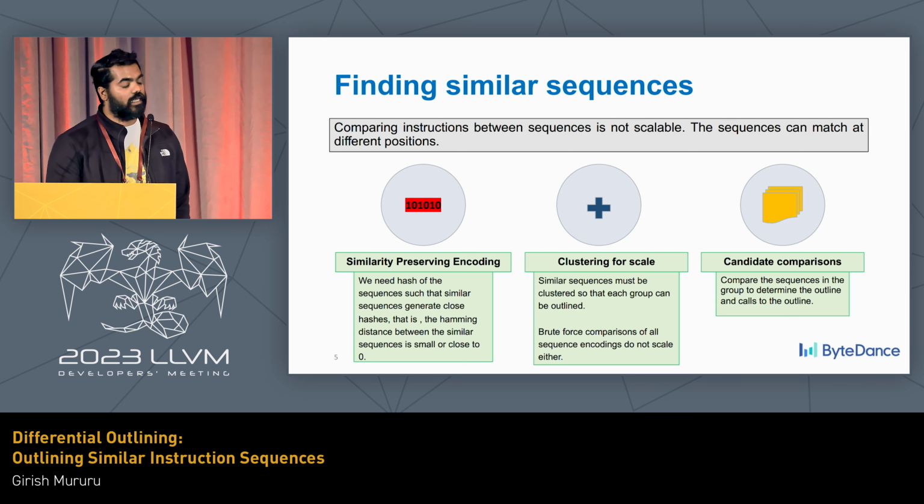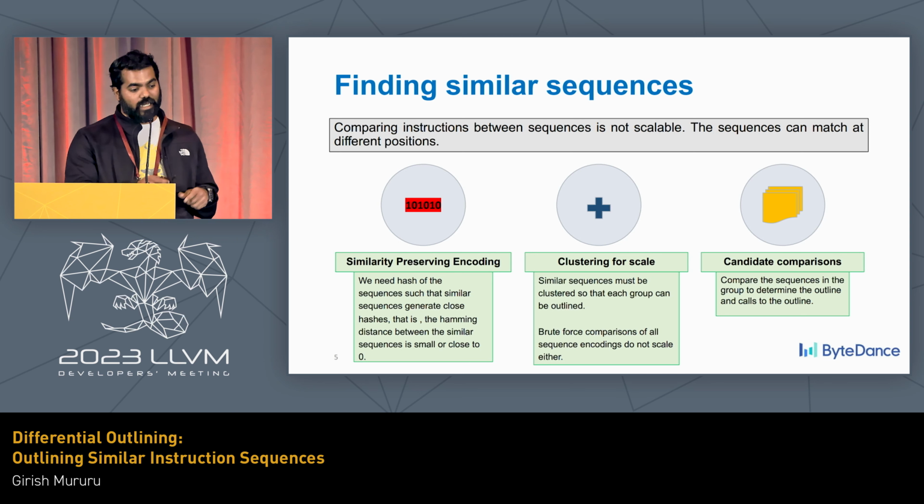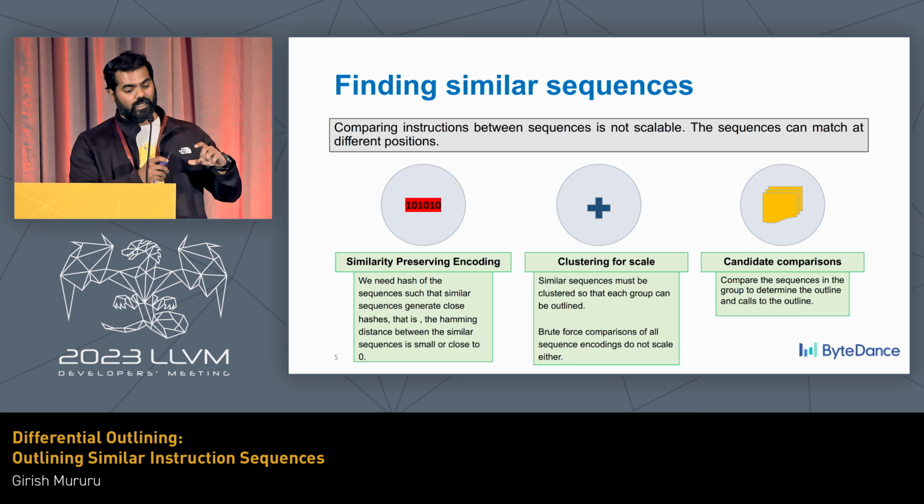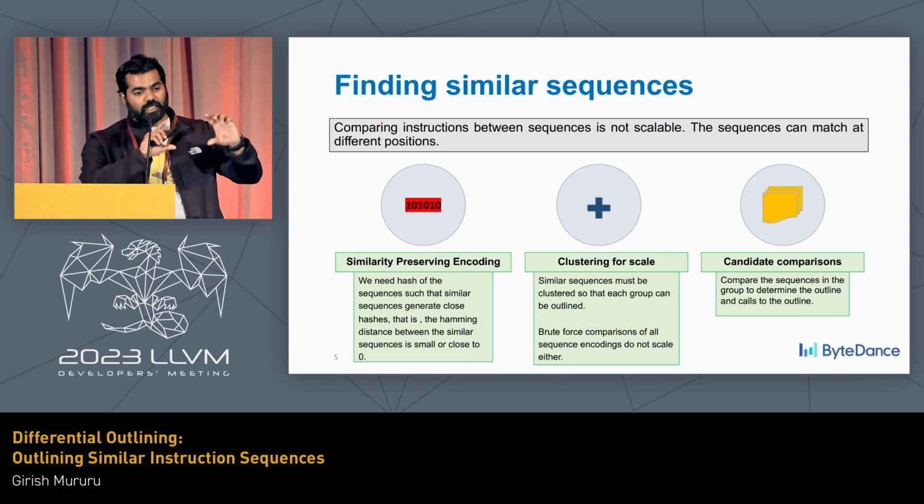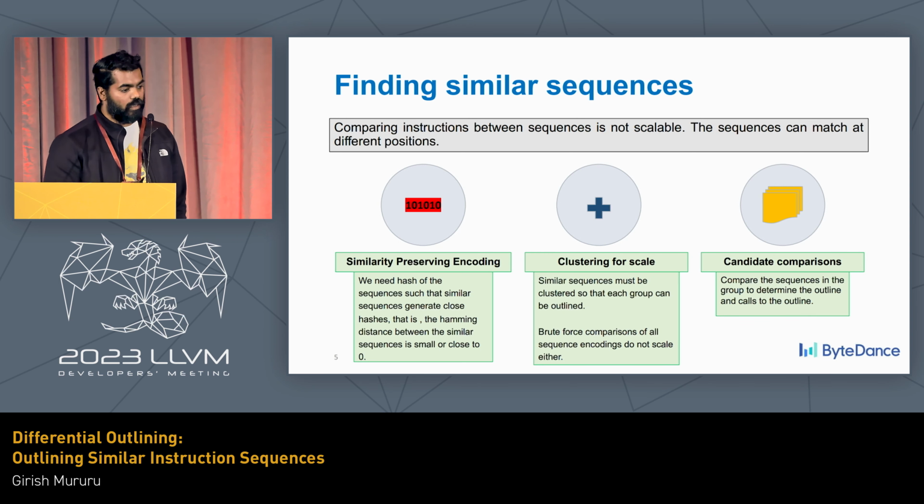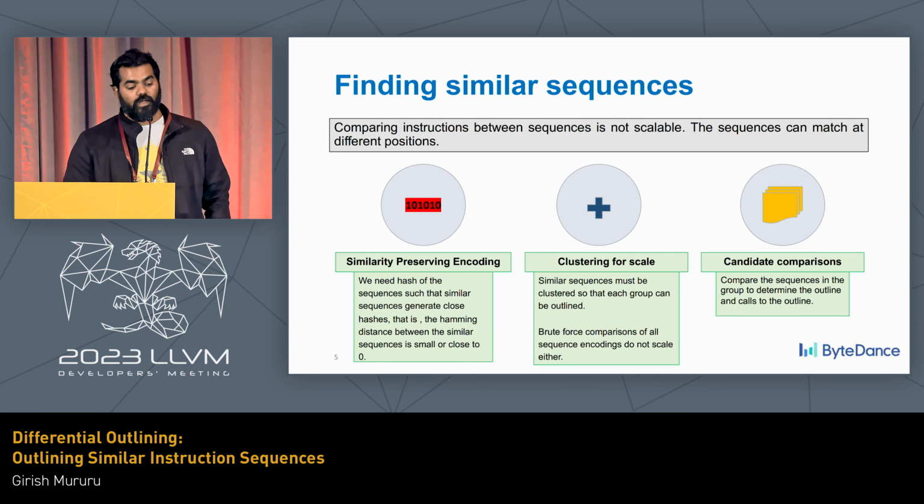So now, how do we find these similar sequences? Because comparing instructions in the sequences is not scalable. And these sequences need not be the same size, so they can match at different positions. So what we do here is we come up with a similarity preserving encoding, where the hash of two sets of sequences is close enough, or the Hamming distance is close enough, if they are very similar.